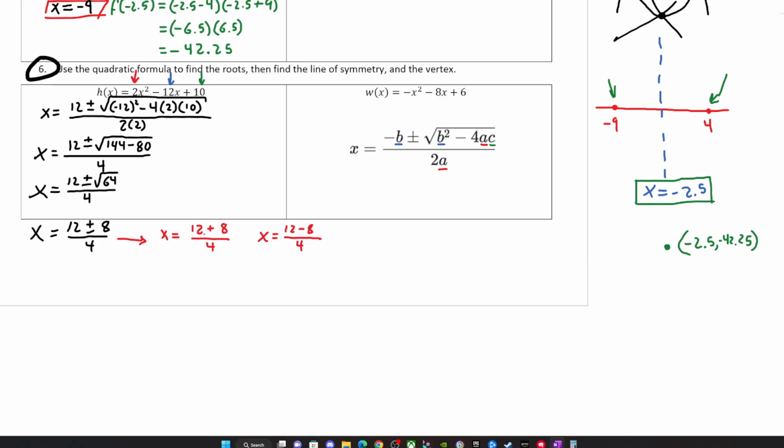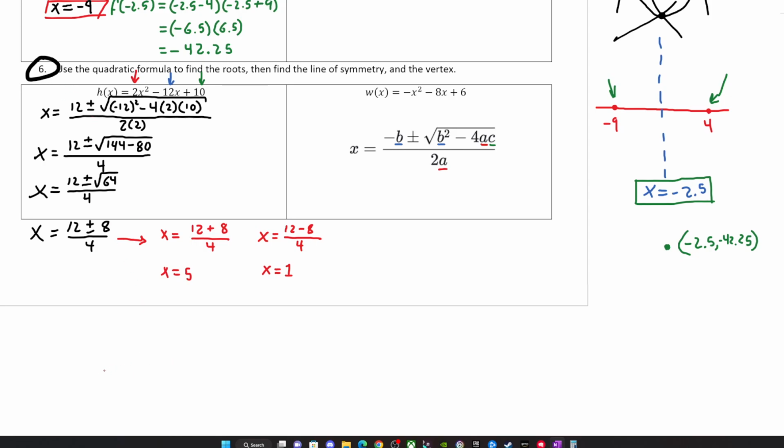Then I just simplify this. 12 plus 8, that is 20. 20 divided by 4 is just 5. For this one it is 12 minus 8. 12 minus 8 is 4. Divided by 4, the answer is just 1. So these are my points of intersection for number 6.